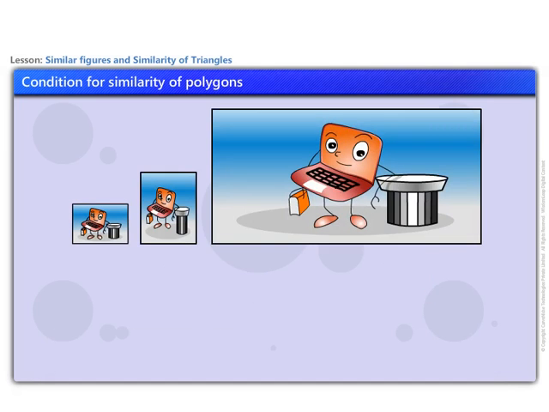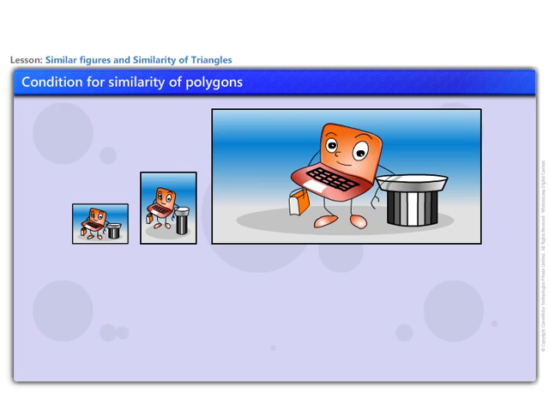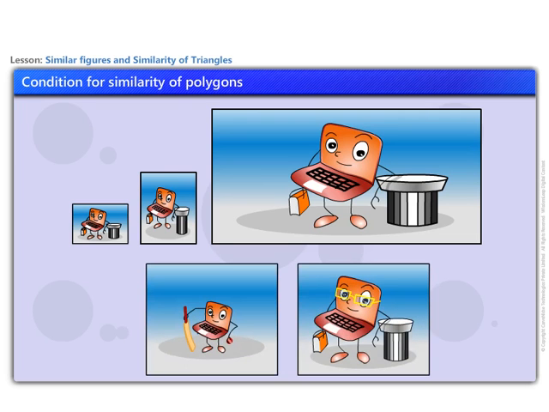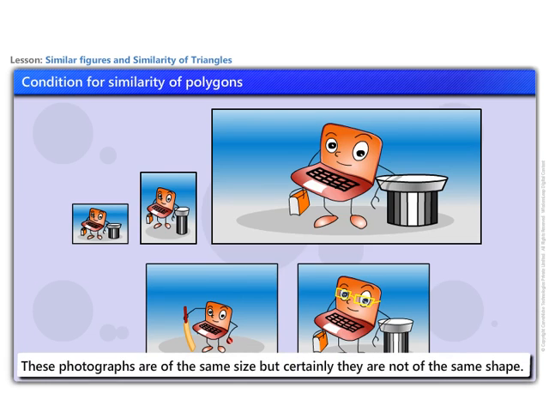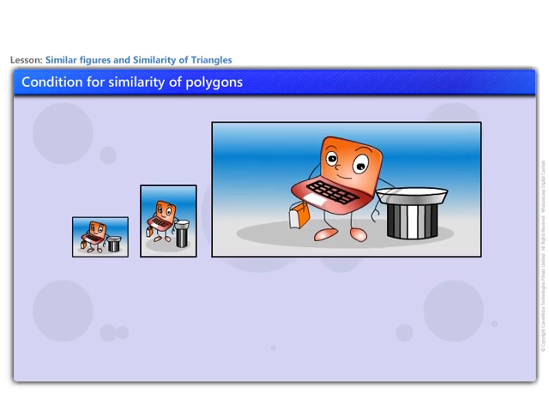Now, take a look at the photographs of YB but of different sizes. Would you say that all the photographs are similar? Yes, they are. Now, observe the two photographs of the same size, one of which is when YB was 10 years old and the other is his recent photograph. These photographs are of the same size, but certainly they are not of the same shape.